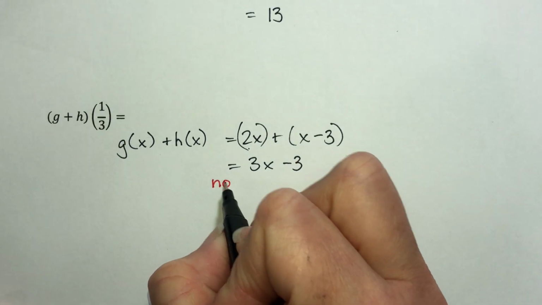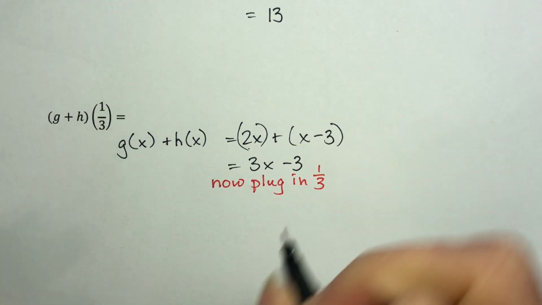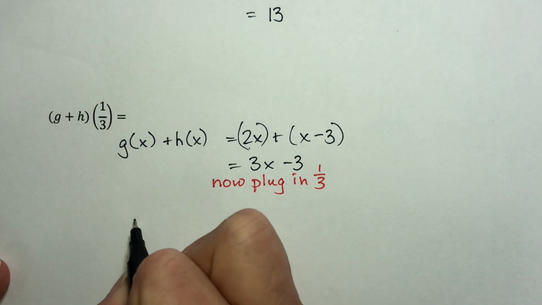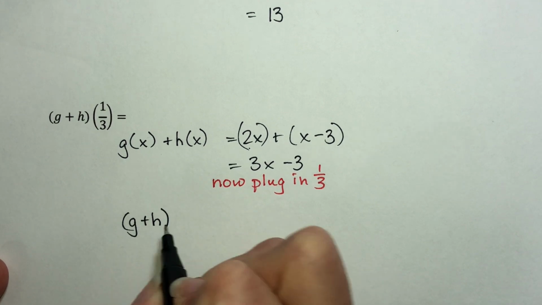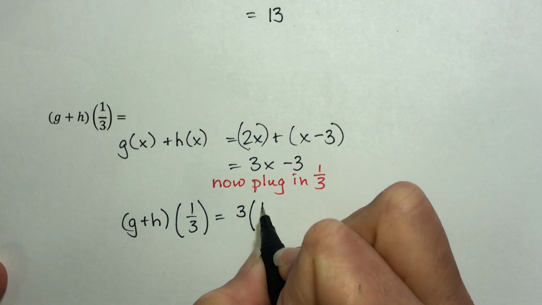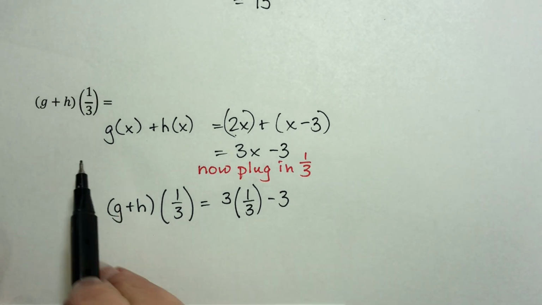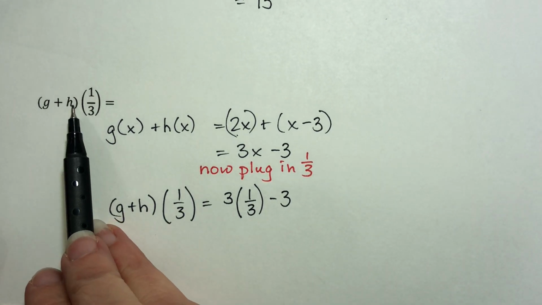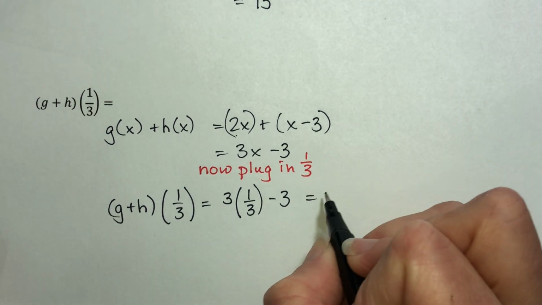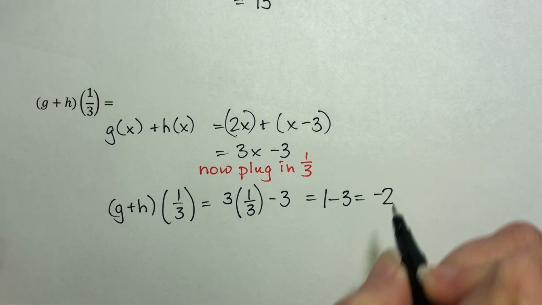And then now plug in 1/3. And this is really nice because we end up with a 3 that's going to cancel this out. So g plus h of 1/3 is going to equal 3 times 1/3 minus 3. Because I took this, I found out what g plus h of x is, and then I'm plugging in the 1/3. So 3 times 1/3 is 1. So I have 1 minus 3, and you get -2. And that's your answer.